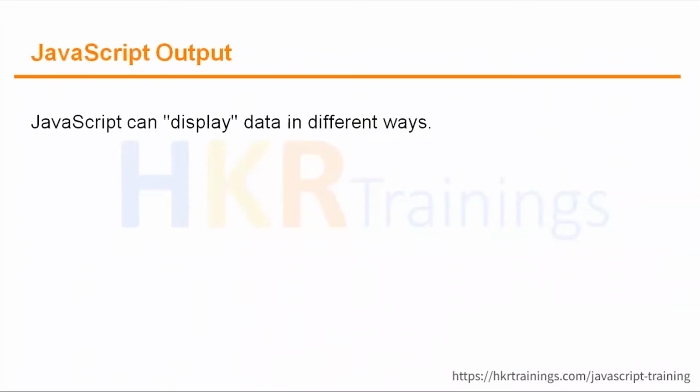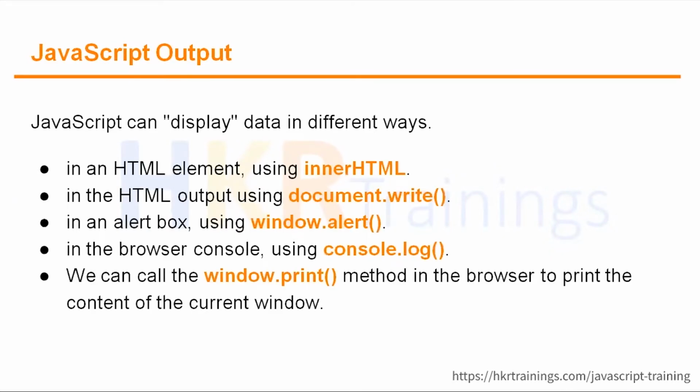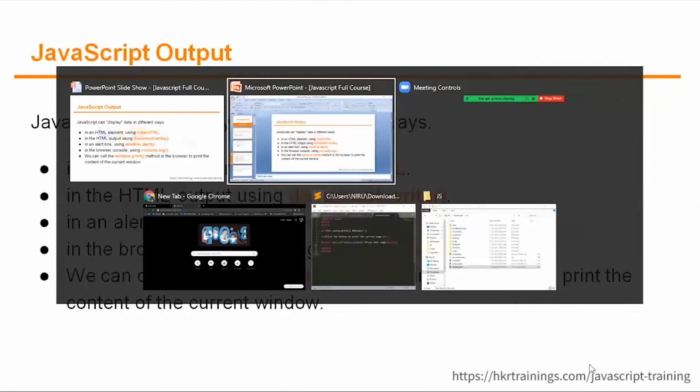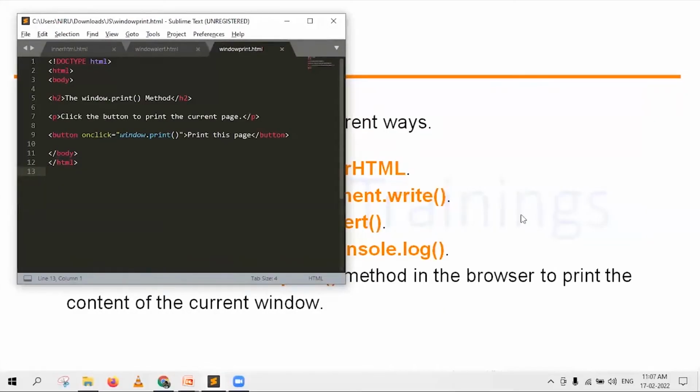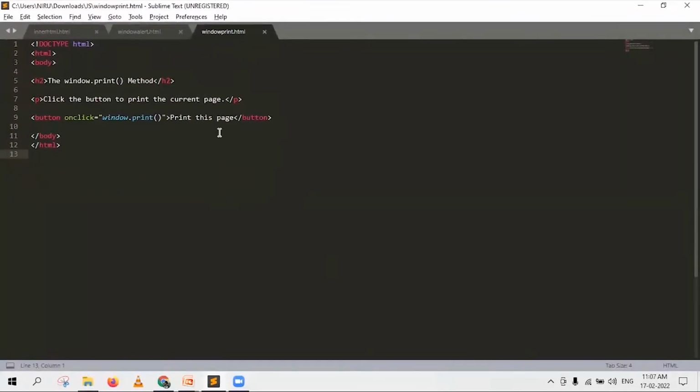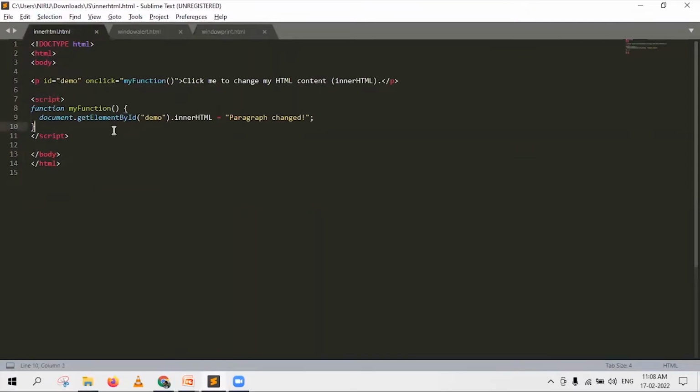JavaScript output. JavaScript can display data in different ways, like innerHTML, document.write. All these things we'll see live, so that you can understand. First we'll see innerHTML, and how we can perform this. For that I'm using Sublime as a text editor. We'll provide the link to download Sublime, where you can download it and write some code.